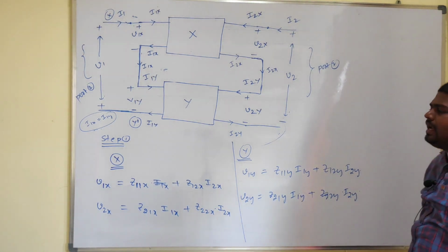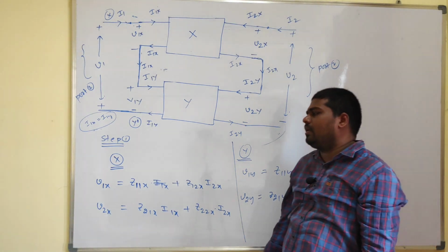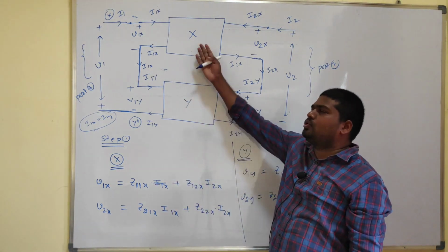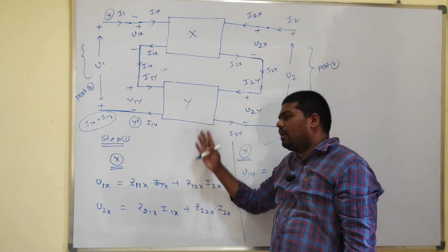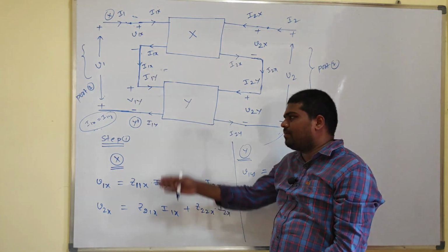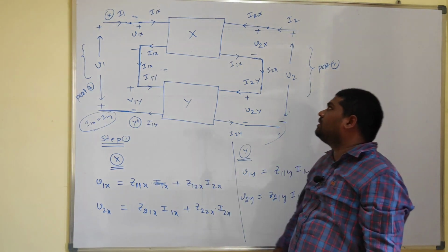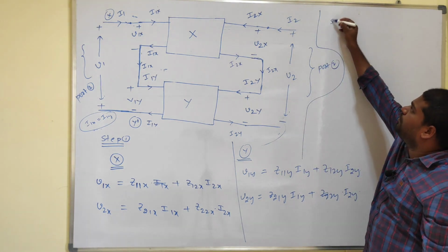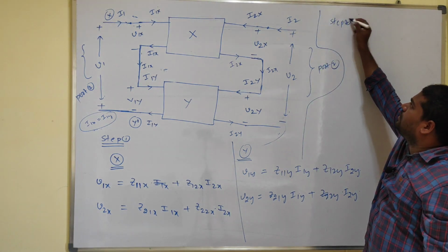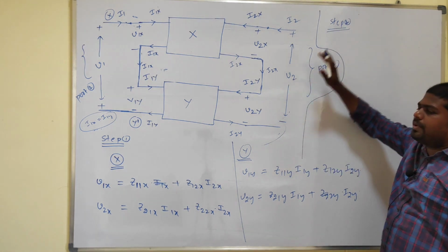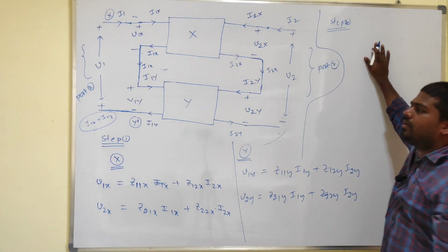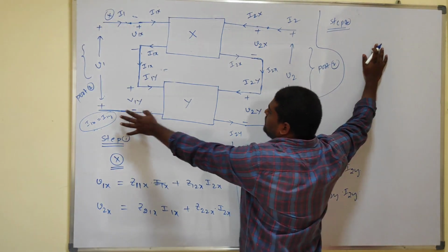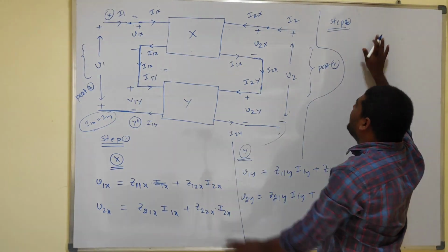So these are the independent two-port networks, that is, the Z parameters for the X two-port network as well as the Y two-port network. This is step 1. Now next, step 2. Here you can write the observations, whatever is observed from port 1 as well as port 2.